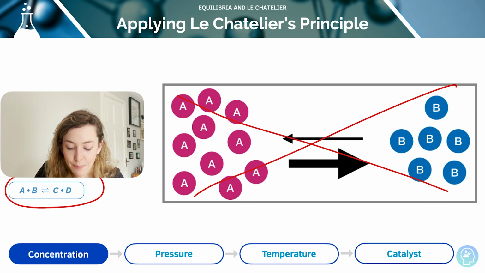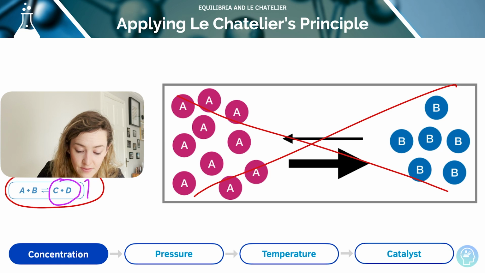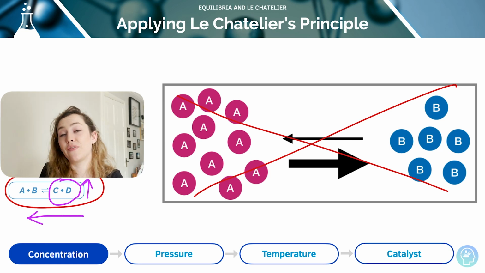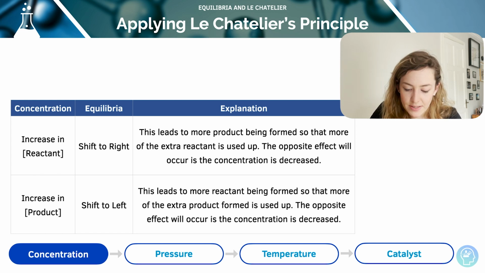Now, the opposite is going to happen if we add in more C and D. If this increases, we're going to shift the equilibrium backwards, or to the left, and that's going to try and use it up to counteract the change. That is Le Chatelier's principle. So I've summarized it here. If you increase the reactant, we're going to shift to the right. This is going to lead to more products being formed, so more of the extra molecules are used up. If we increase the concentration of the product, we're going to shift to the left instead, and we're going to end up with more of the reactant being formed.